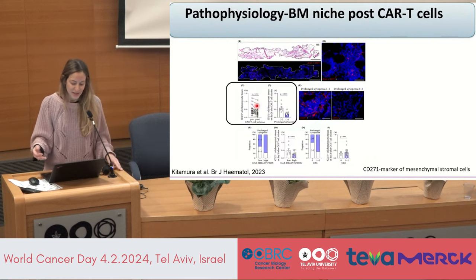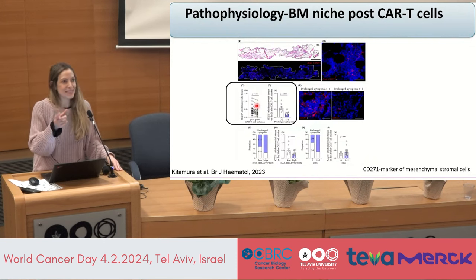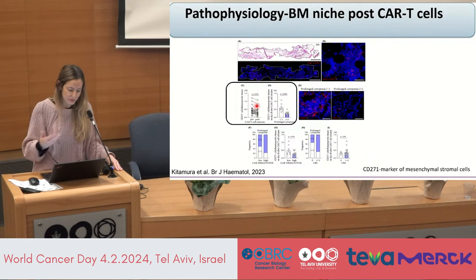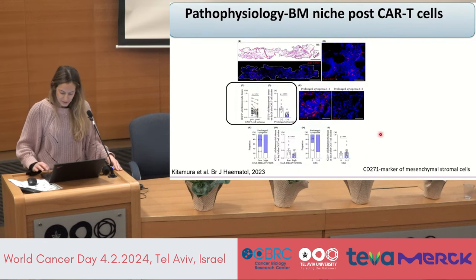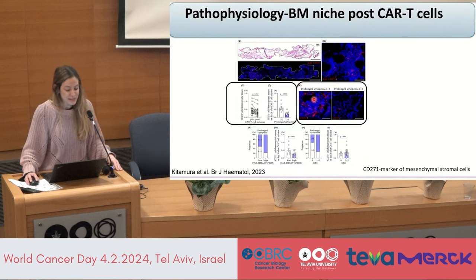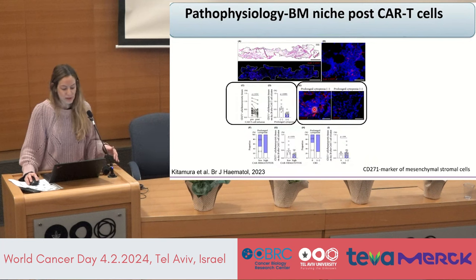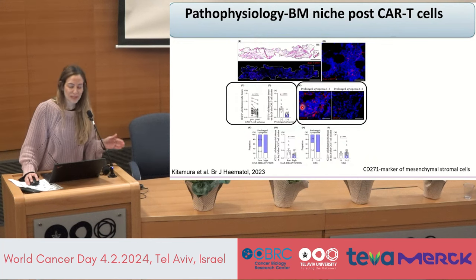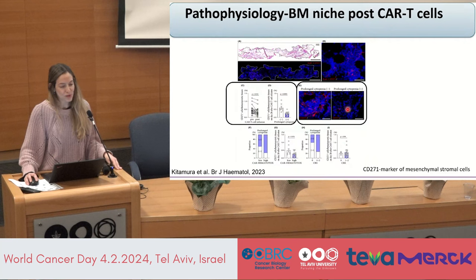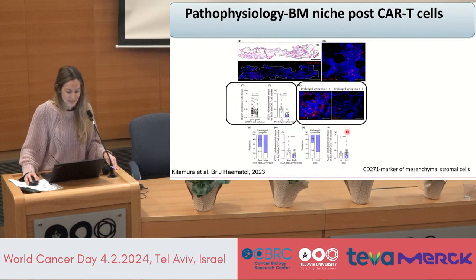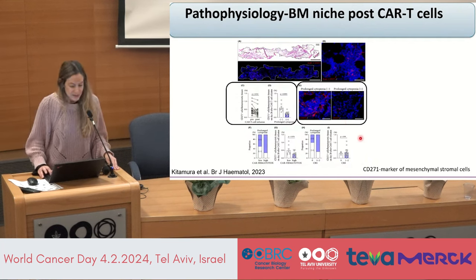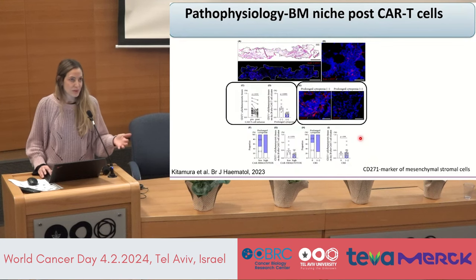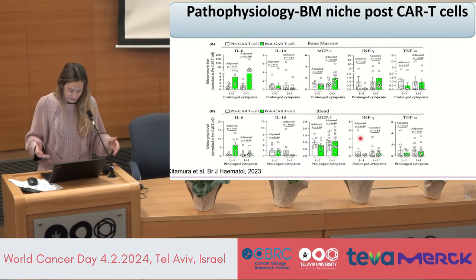That means a reduction in these mesenchymal stromal cells, or at least in the ratio between them and the normal hematopoietic cells. And here you can see it very nicely in the figure, with patients without prolonged cytopenias on the left and patients with prolonged cytopenia on the right. And you can see here the reduction of these red colored CD271 cells. So this also might complete the story. The bone marrow niche is obviously involved.